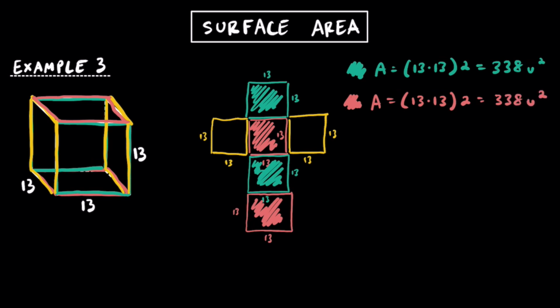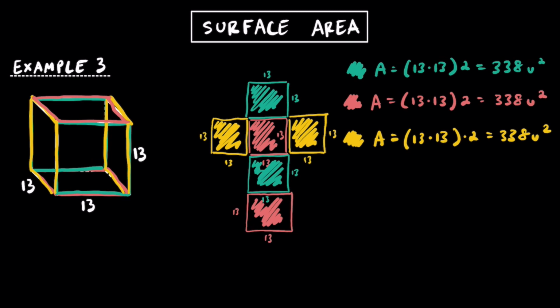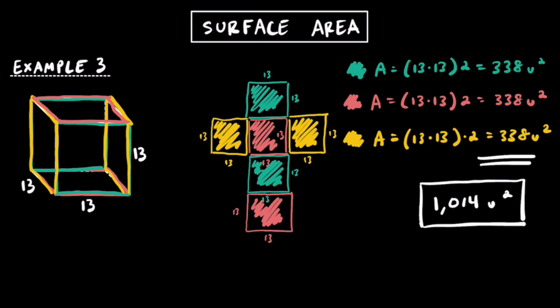Okay, and then if we go ahead and do the sides here, which are these yellow squares, those are going to be 13 by 13 also. So could you just do 169 times 6? That's fine. So this is 13 by 13 by 2, and that's also 338. And you could just triple 338, right? 338 times 3, because 3 of the 338s or 6 of the 169s, that's going to be 1,014 units squared. There you go. That's the surface area of this cube.